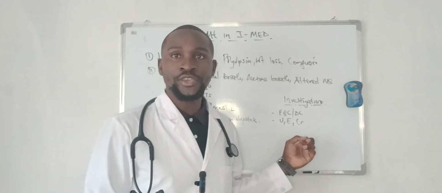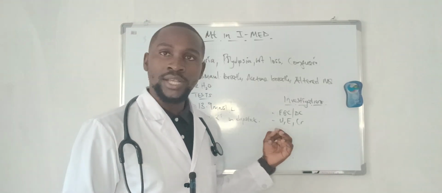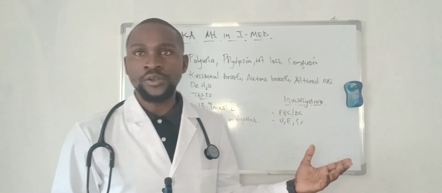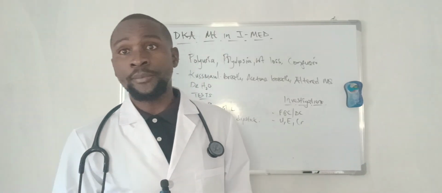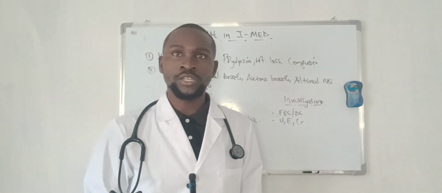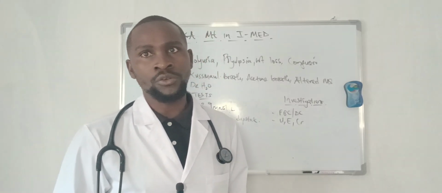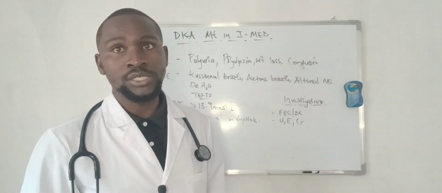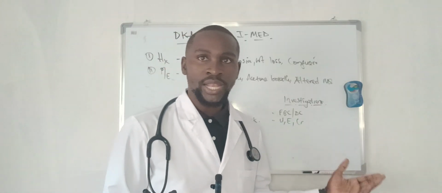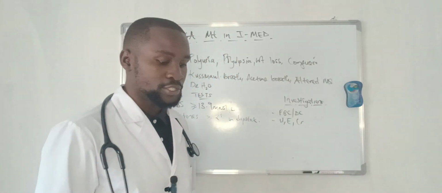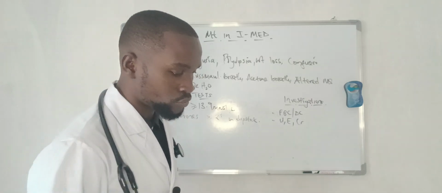Urea, electrolytes and creatinine, very important. You want to assess your renal functions. Your electrolytes. Remember, you can end up with an electrolyte imbalance in a patient with DKA. This is a patient who's vomiting already, so the vomiting and the fluid loss, the dehydration, gives you electrolyte imbalances. So you need to do your U and Es and creatinine to assess the renal functions as well.